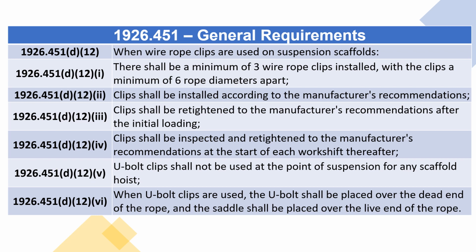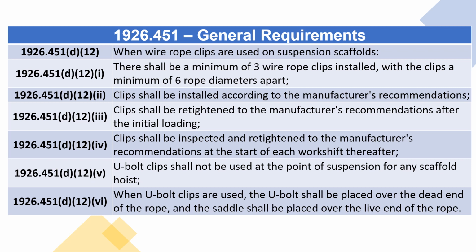1926.451(d)(12)(i) through (d)(12)(vi). There shall be a minimum of 3 wire rope clips installed, with the clips a minimum of 6 rope diameters apart. Clips shall be installed according to the manufacturer's recommendations. Clips shall be retightened to the manufacturer's recommendations after the initial loading. Clips shall be inspected and retightened to the manufacturer's recommendations at the start of each work shift thereafter.